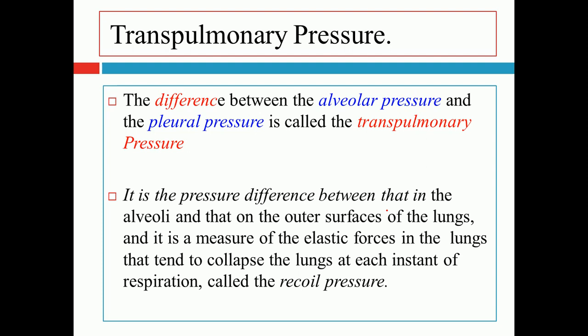So how would we define it? It is the pressure difference between that in the alveoli and that on the outer surface of the lungs, the intrapleural pressure, and it is a measure of the elastic forces in the lungs that tend to collapse the lungs at each instant of respiration, called the recoil pressure. So simply, one pressure tries to collapse the lungs and the other pressure tries to open the lungs.